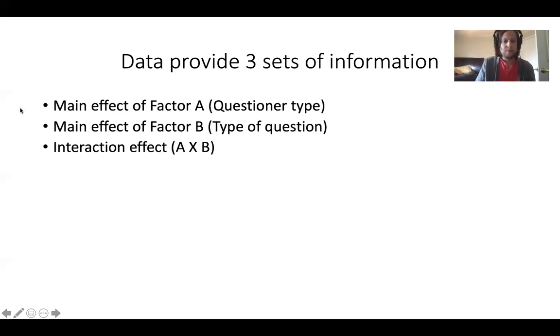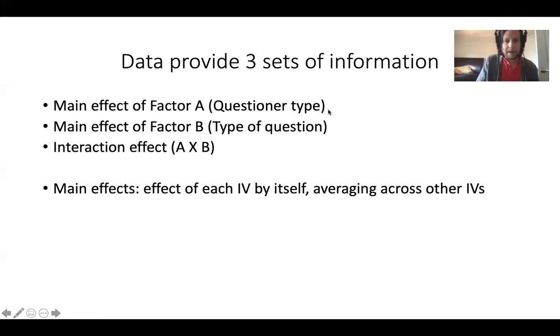In this one, the question is, are there more memory errors regarding the bank robbery when you perceive the questioner to be very knowledgeable about the crime, or when you perceive the questioner to be naive about the crime? Does how you perceive the questioner influence the amount of memory errors you make regarding the video of the bank robbery that you watched? That's factor A, questioner type, and that could be either significant or not significant.